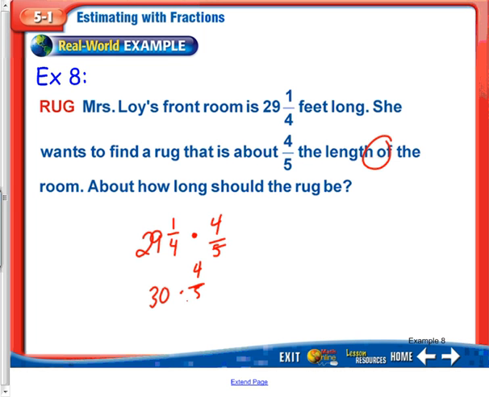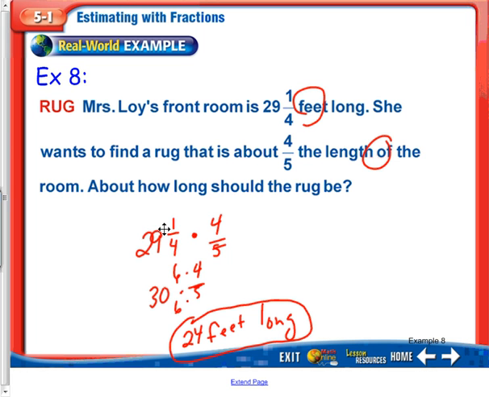And I would multiply 5 times 6, so let's multiply 4 times 6. And 4 times 6 is 24. The units up here are feet, so 24 feet long. Again, this is an estimate, but we know that our answer should be pretty close to that because we didn't round it very far, just from 29 1/4 to 30. So the answer should be close to about 24 feet long because she wants a rug that's about 4/5 the length of the room.